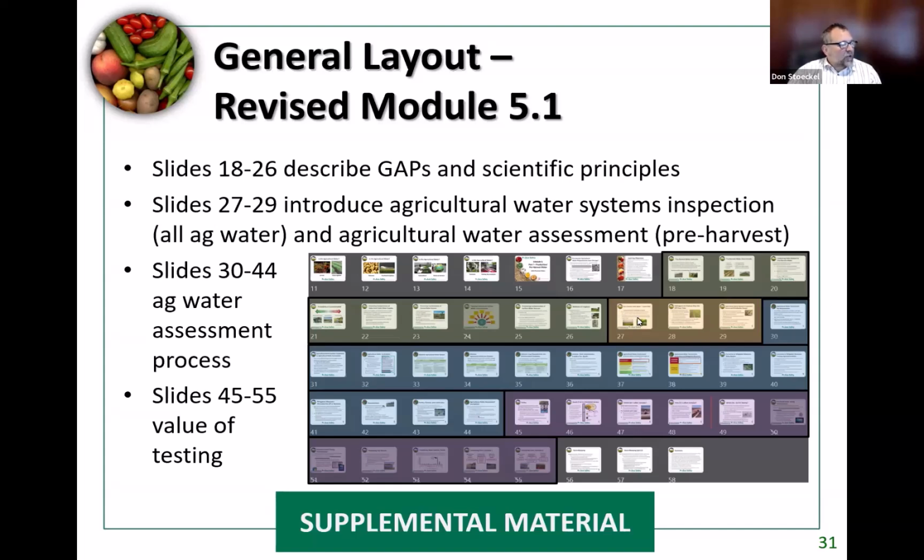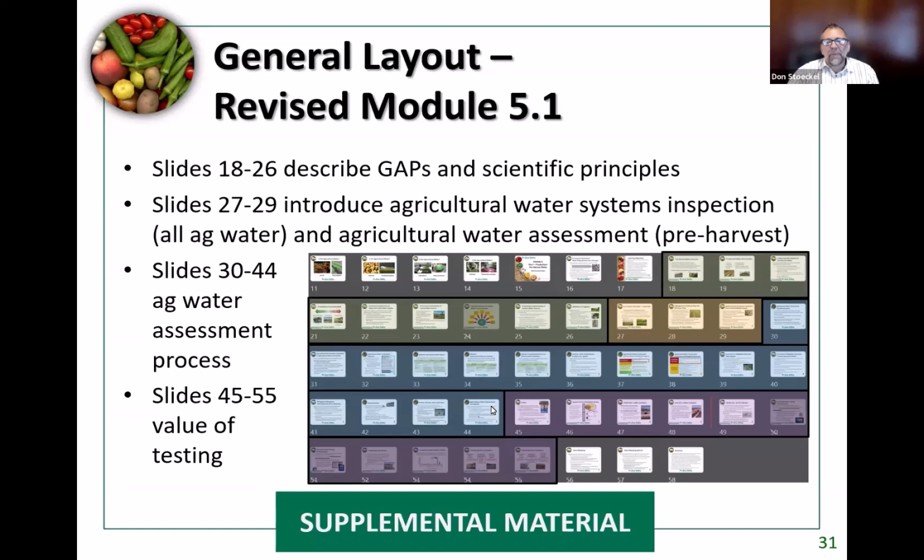Then we have a short transition of 3 slides that talk about the agricultural water systems inspection and the agricultural water assessment and the interplay between those two. Then we have a long period of new slides. These are the light blue slides that discuss the agricultural water assessment elements, outcomes, and measures in response.